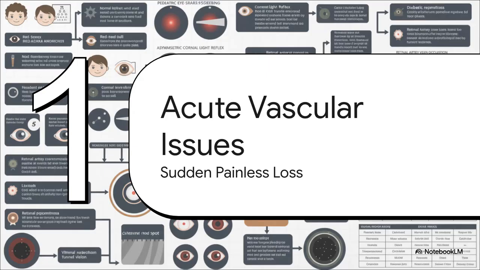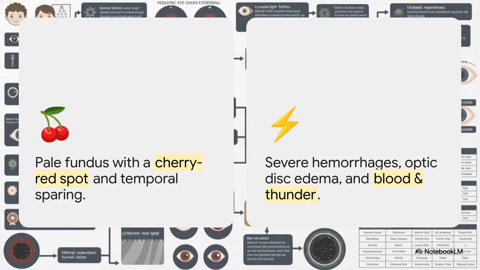Moving right along down our algorithm, we transition away from pediatrics and hit acute vascular occlusions. These are your sudden and painless loss emergencies in adults. You've got to perfectly contrast central retinal artery occlusion with central retinal vein occlusion. If the question stem describes sudden, severe vision loss and the fundus is pale with a cherry red spot and temporal sparing, boom, select central retinal artery occlusion. Contrast this with central retinal vein occlusion, which is typically a bit less acute. It causes blurred vision, leading to severe loss, and shows optic disc edema along with retinal hemorrhages.